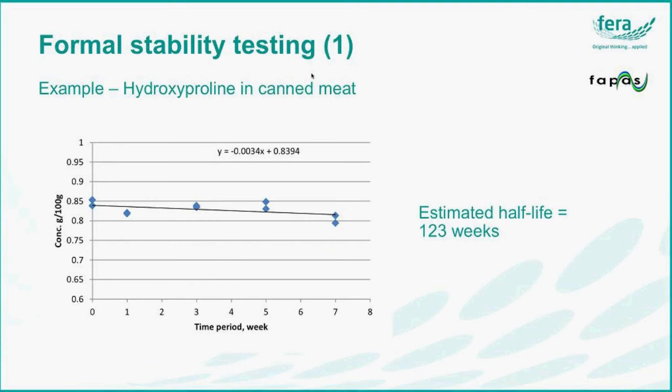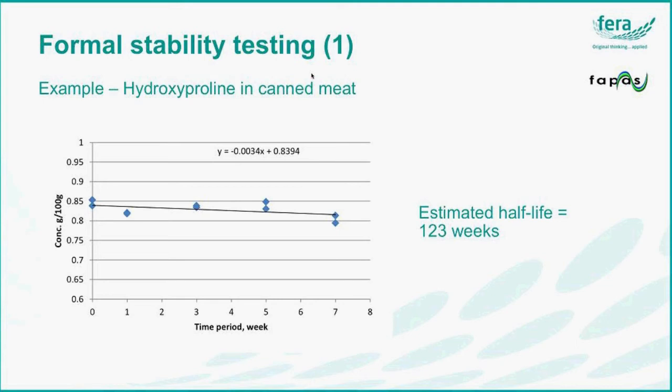We can also do formal stability testing. This example is a canned meat test material for hydroxyproline, and we can do a stability test over a period of weeks, and this is the data that we might get from such an experiment.